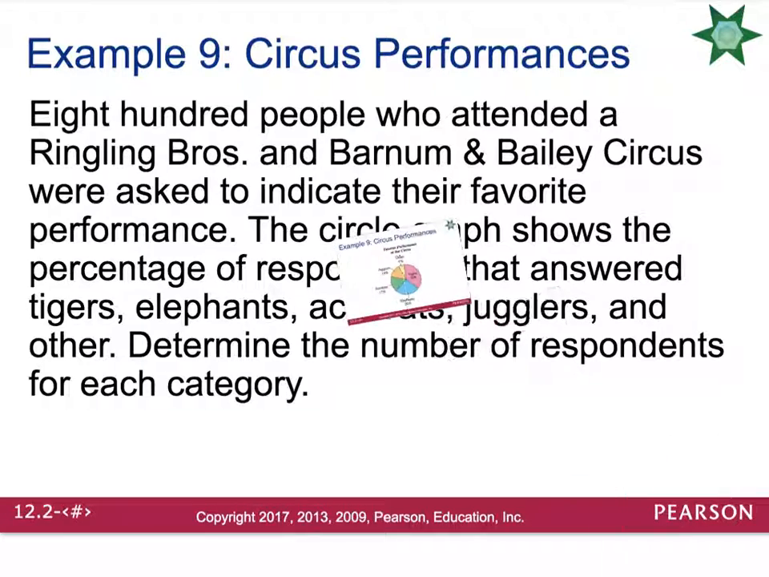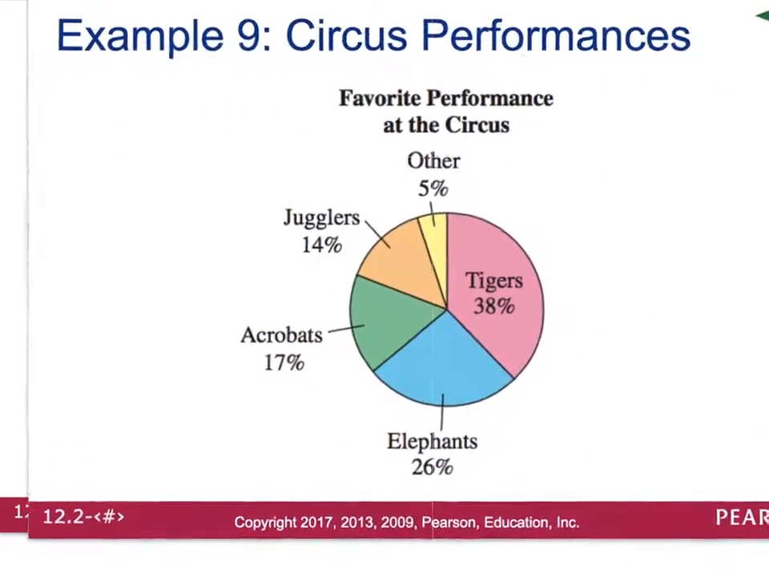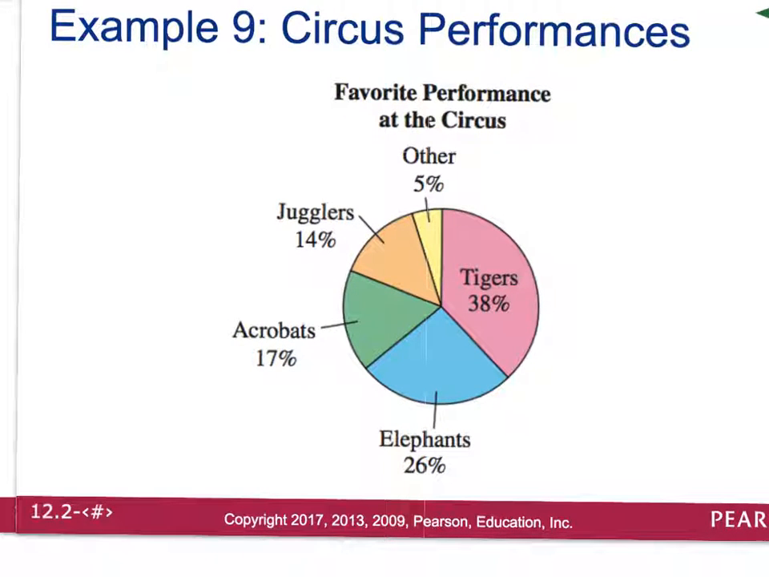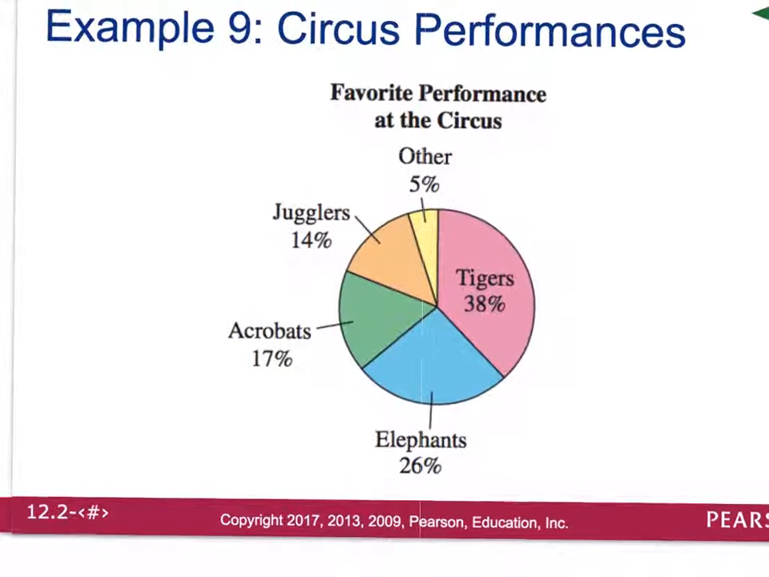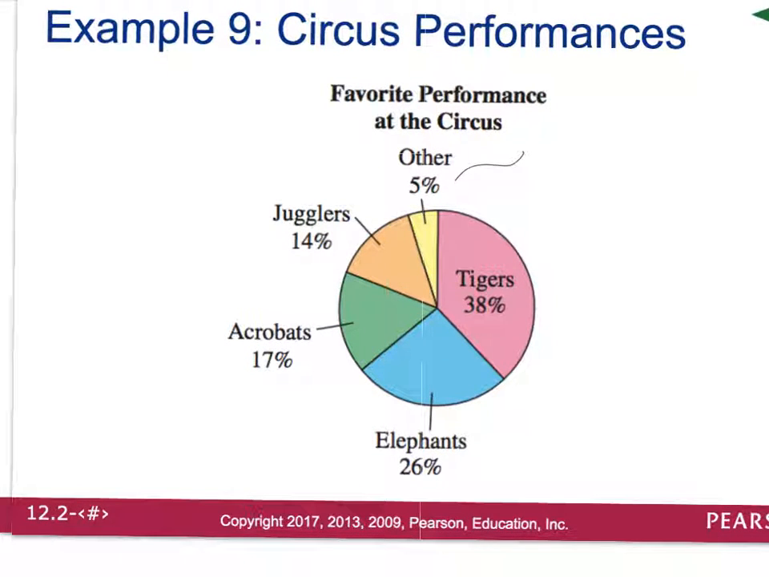So let me pull the circle graph up for you so that you can see it. And notice that when you add the percentages together, they should add up to be 100%. And in this survey, they said they talked with 800 people. So to figure out our number of people for each characteristic, we just need to take our percent and turn it into a decimal, and then multiply it by 800, and that'll tell us how many people liked the tigers, the elephants, the acrobats, the jugglers, and other.